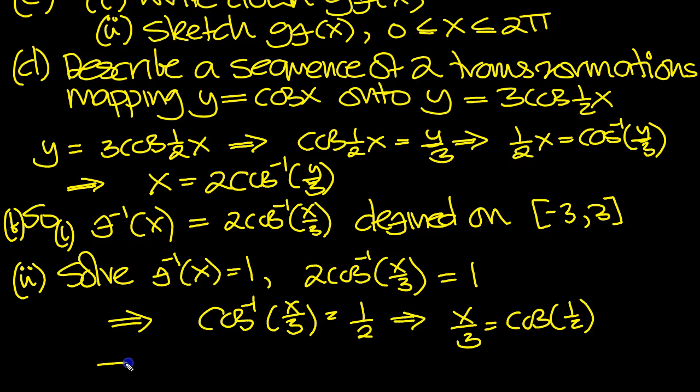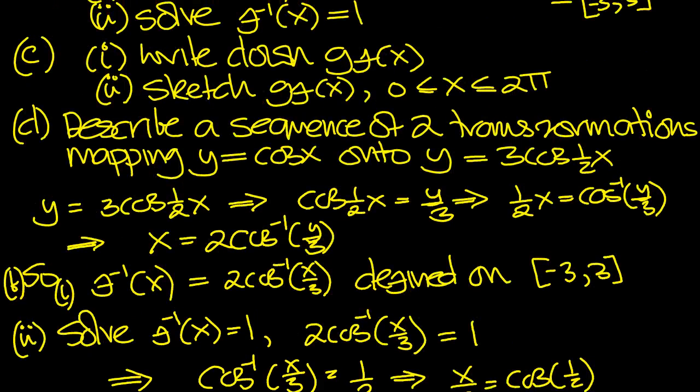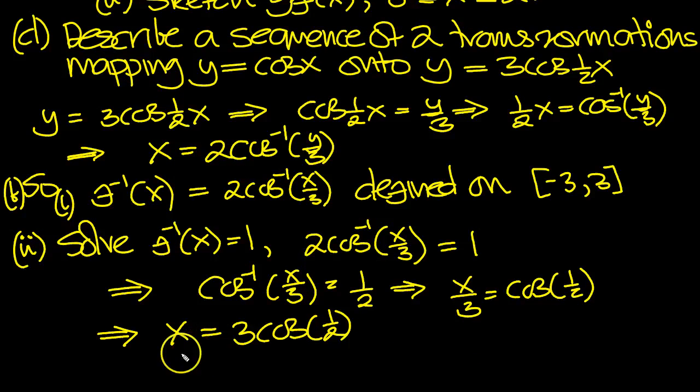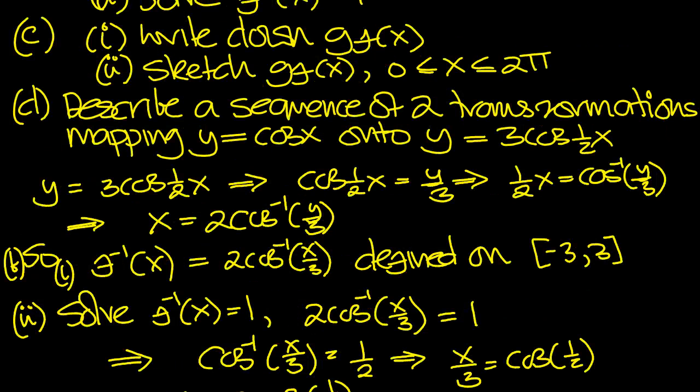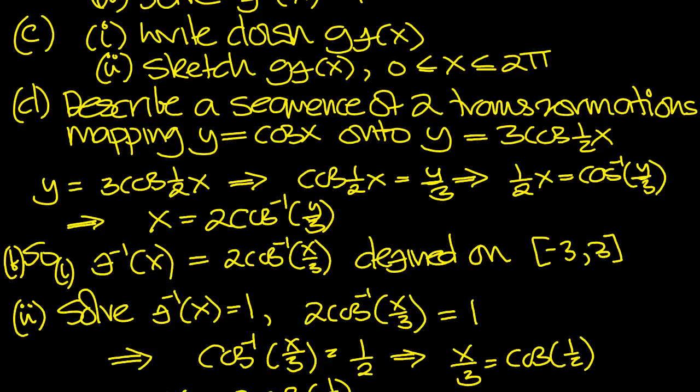And then that tells us that x is equal to 3 cosine of a half. So that's that part done then. So we've got the value of x, 3 cos a half. So next part then, part C. Write down g of f of x.